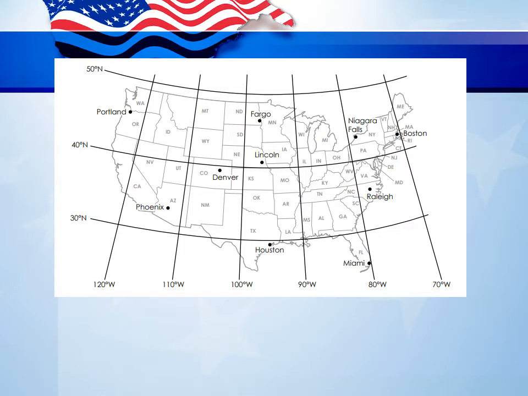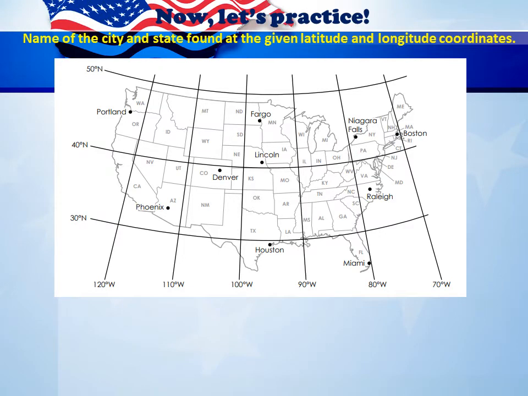Alright, grade 4, now let's practice. Let's find out the city and states using the given latitude and longitude coordinates. We have here the city and map states with latitude and longitude coordinates. Let's try number 1. We have 33 degrees north latitude and 112 degrees west longitude. By the way, N stands for north and W stands for west.